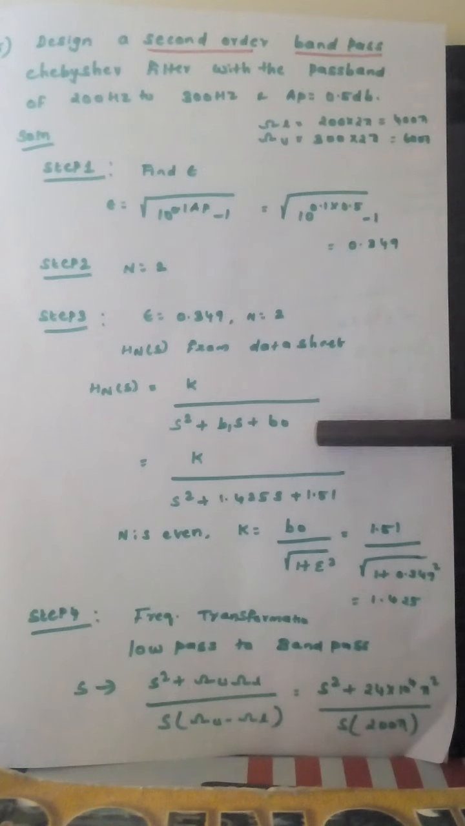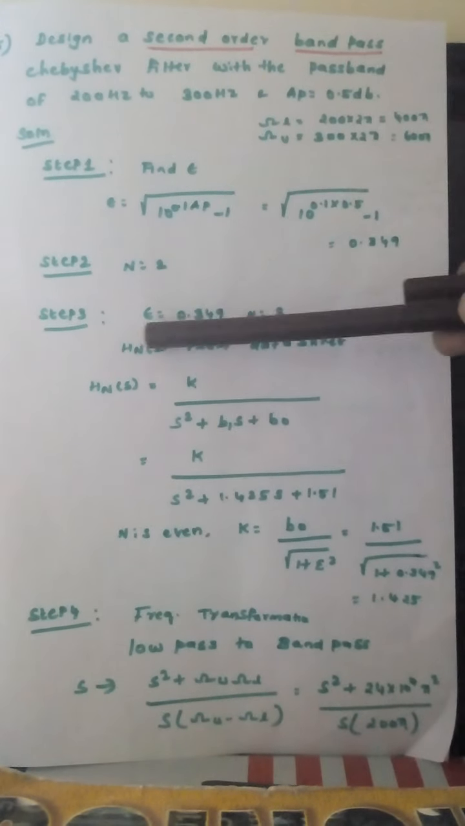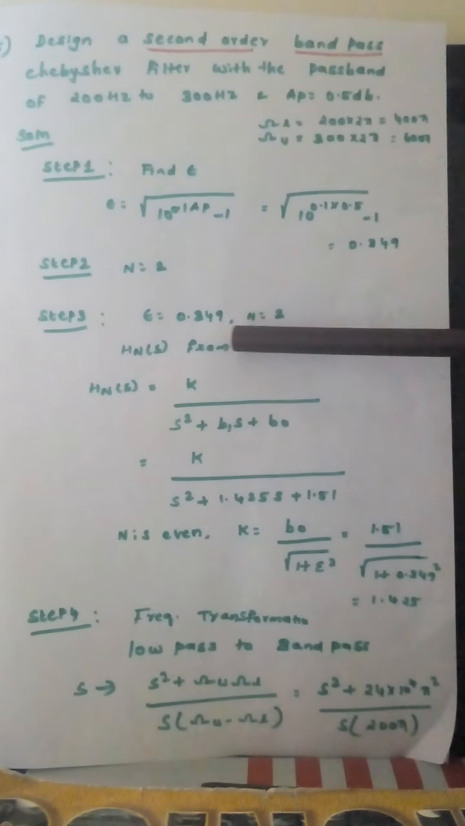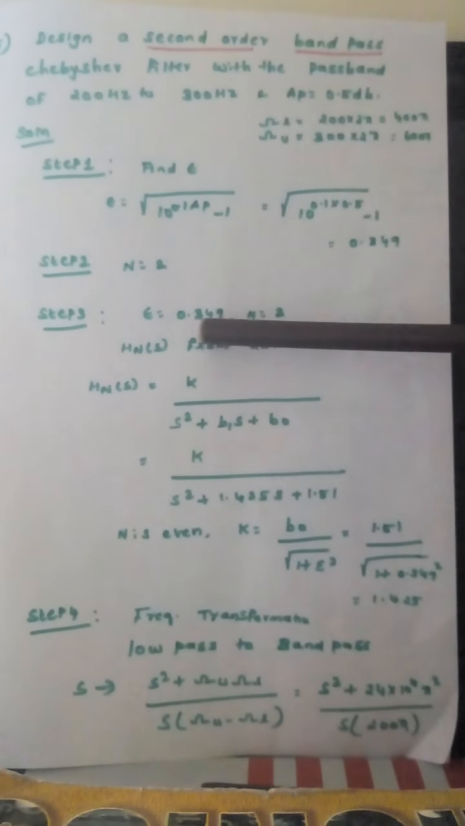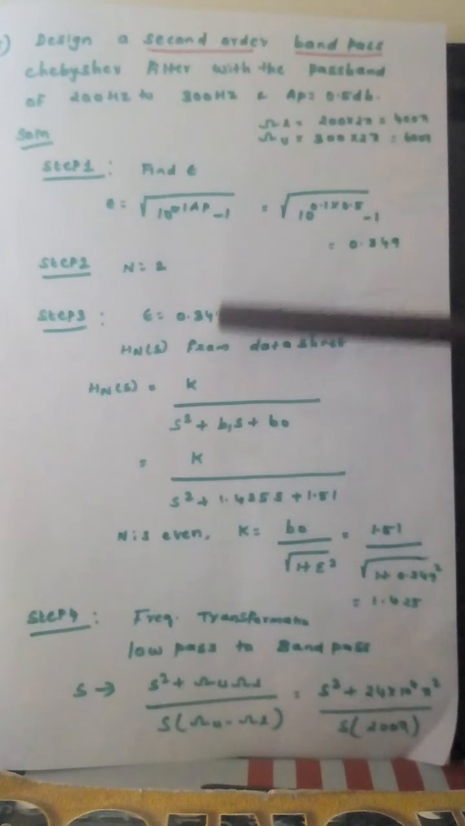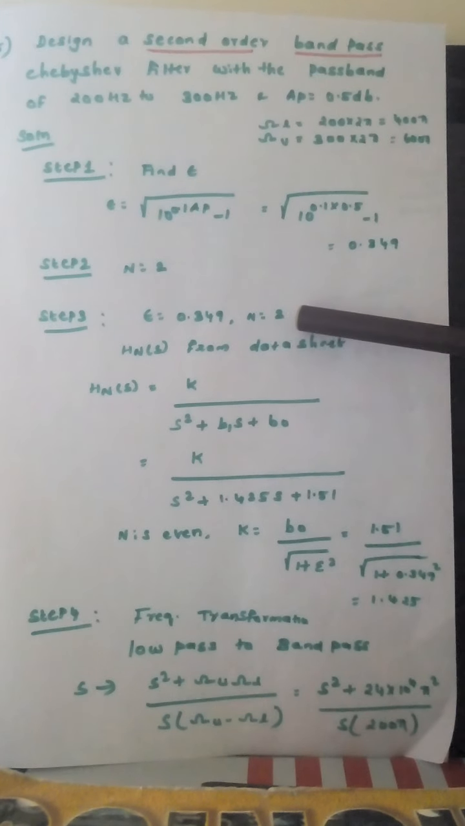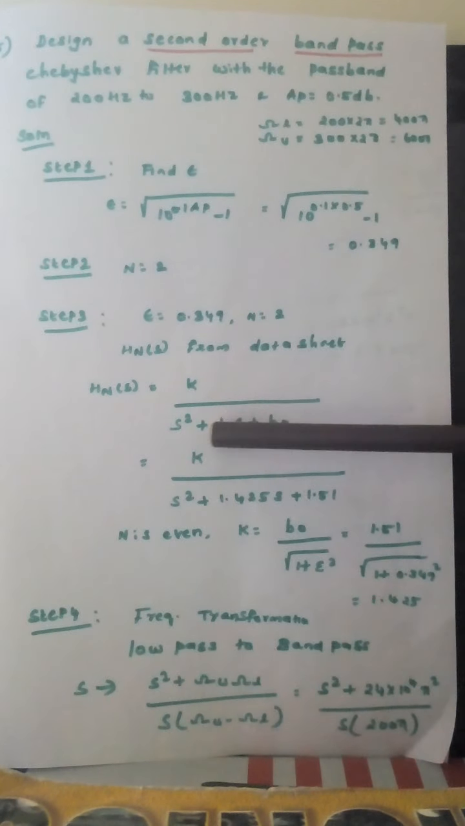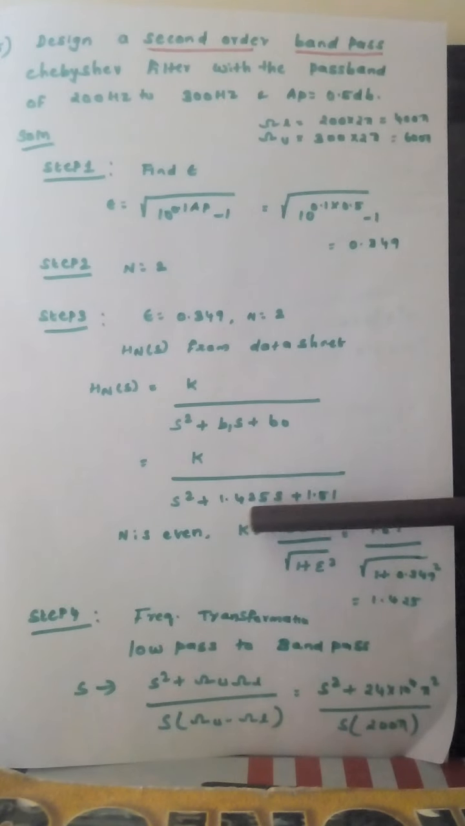For writing the transfer function, we have to consider your epsilon value and n value. So we are getting epsilon value as 0.349, and you go to the data sheet. In that, we have to go to the second sheet, where we'll get epsilon value as 0.349, and below we'll get different values of n. In that you have to choose n value as 2, and we'll get B0 and B1. So it is k divided by s square plus 1.425 s plus 1.51.